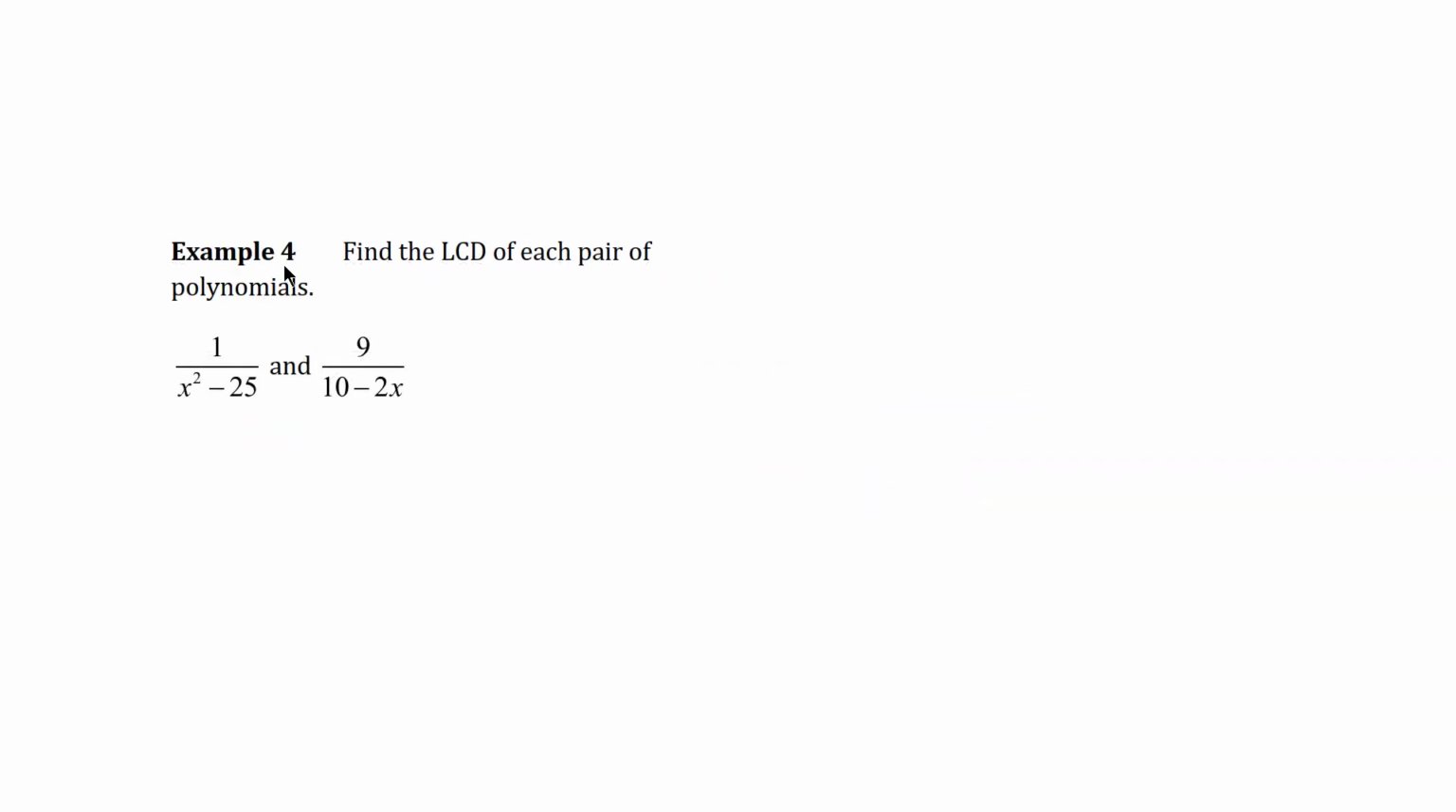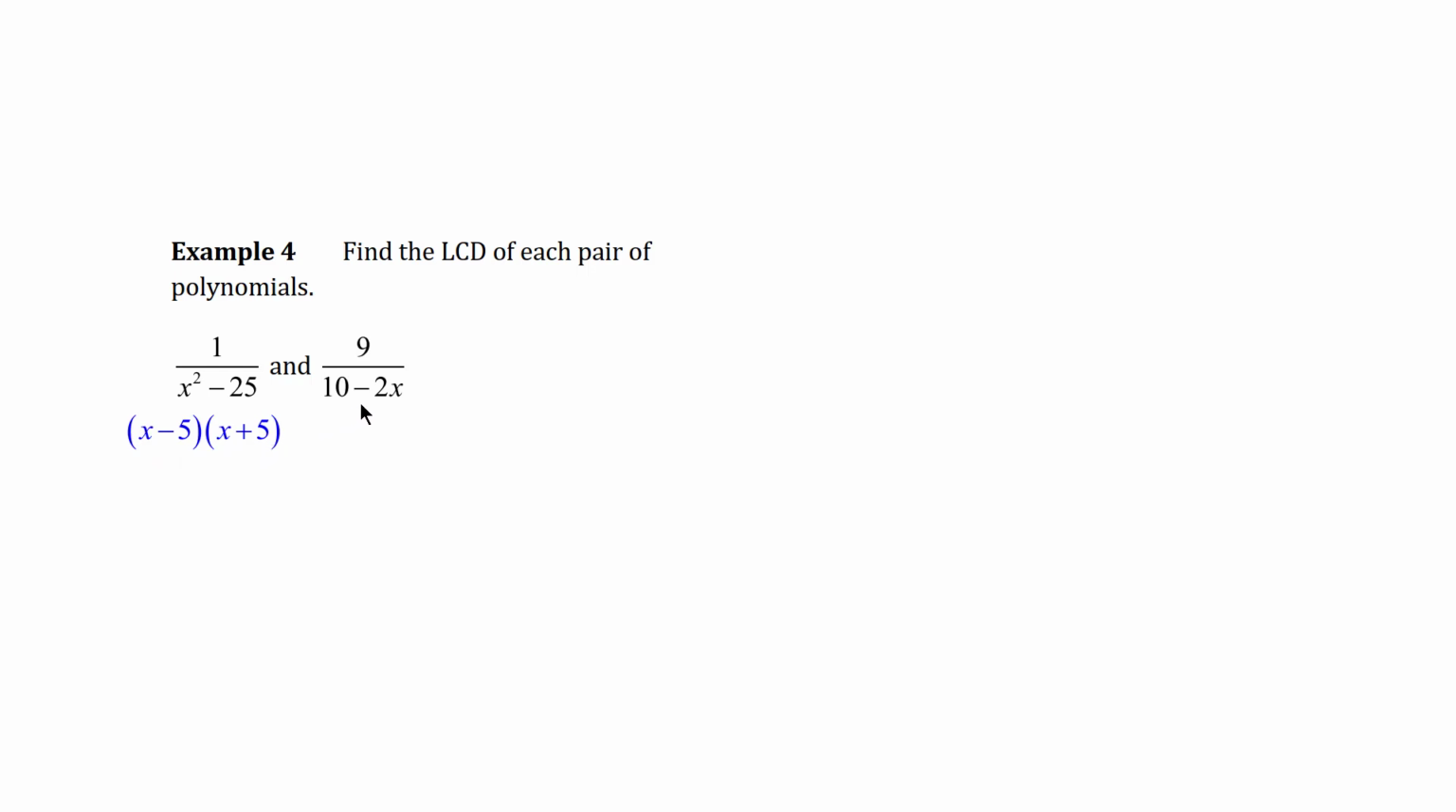For example number 4, find the LCD of each pair of polynomials. We have 1 divided by x squared minus 25 and 9 divided by 10 minus 2x. First, we factor the denominators completely. X squared minus 25 factors as a difference of squares. This is parentheses x minus 5 times parentheses x plus 5.